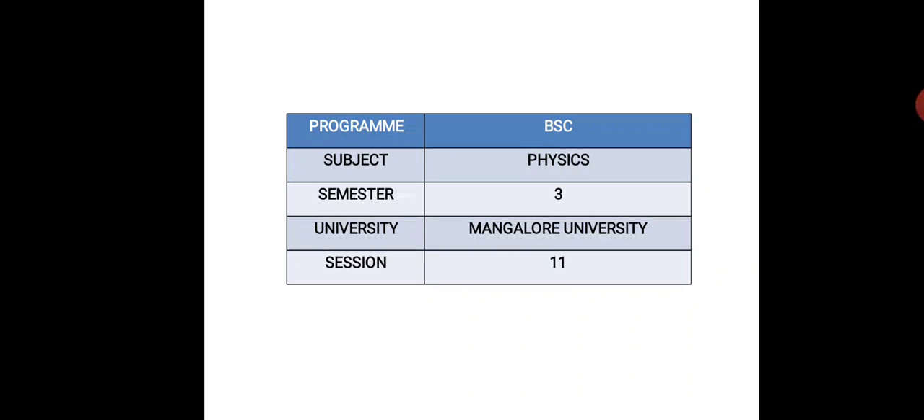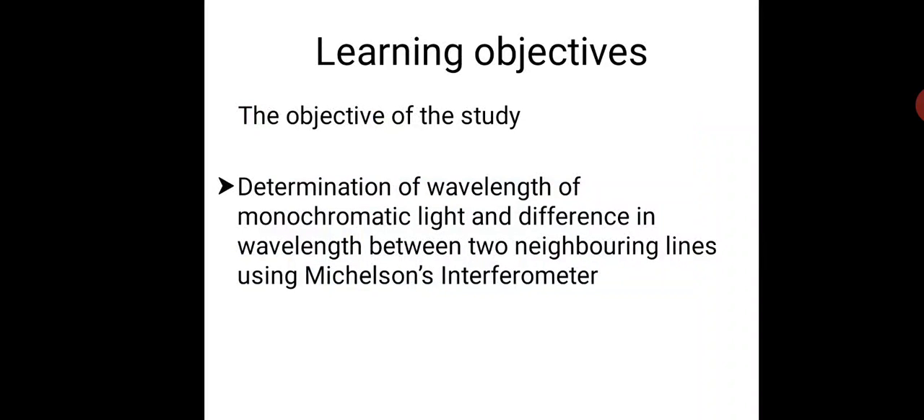In this session, number 11, I am going to explain the difference in wavelength between two neighboring lines with the help of Michelson interferometer. The learning objective of this study is determination of wavelength of monochromatic light and difference in wavelength between two neighboring lines using Michelson interferometer.